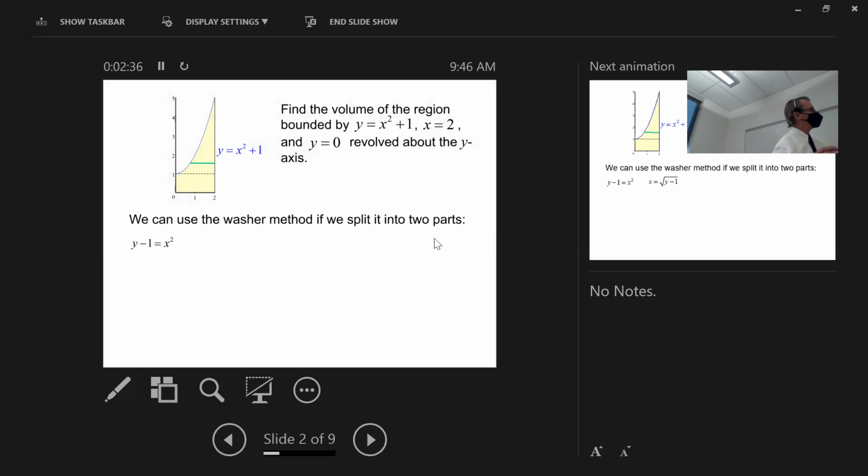So now what? Well, first off, look at this is what we're talking about. See that green cut? That green cut is perpendicular to the y-axis, the axis of rotation. This thing is hitting the y-axis at a right angle. So that's telling you it's a washer. That's the alpha lesson.